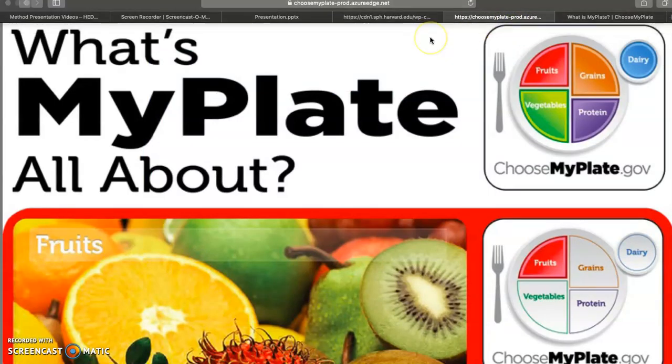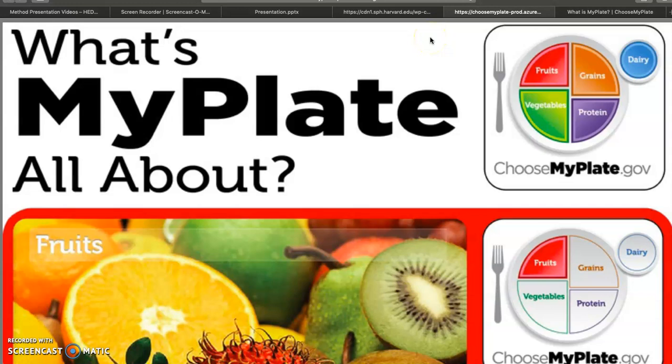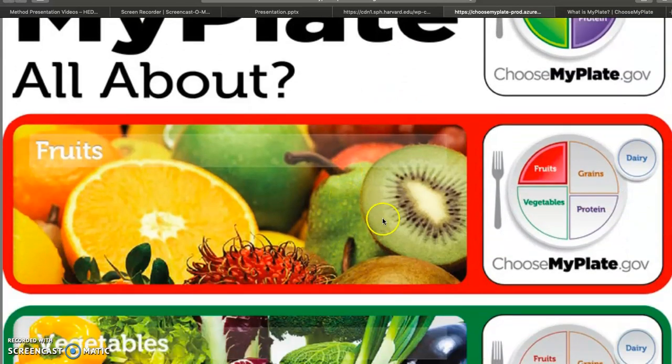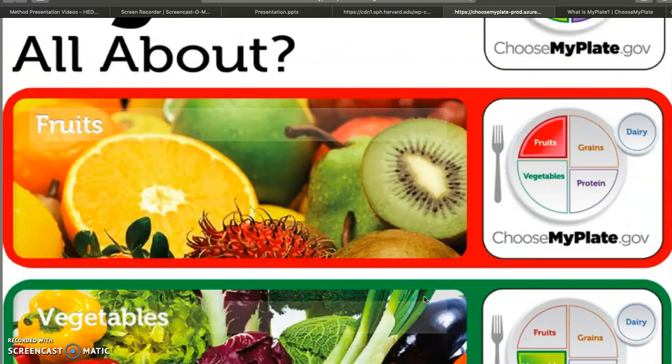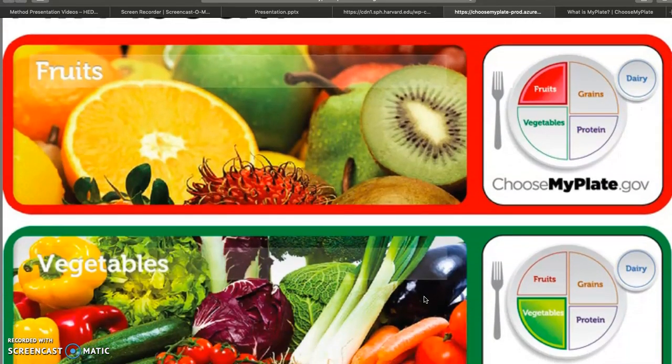So this leads to the MyPlate model. The MyPlate model is a basic diet recommendation based on portion and based on food group. So if you're looking at your plate, this is what your plate should look like, right? A little less than a fourth of your plate should be fruits.